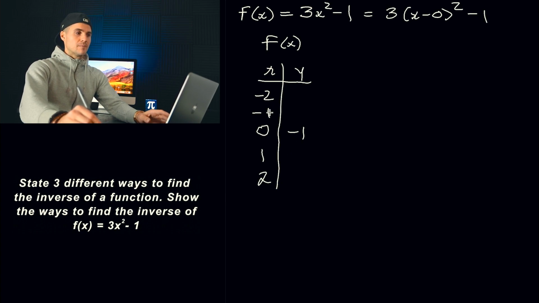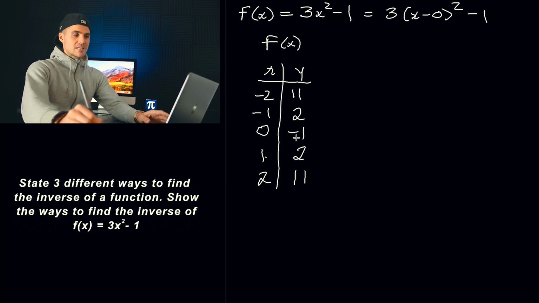If I plug in these x values into this function, -1 squared is 1, times 3 is 3, minus 1 gives us 2. And if I plug in -2 here, -2 squared is 4, times 3 is 12, and 12 minus 1 gives us 11. If you plug in 1 and 2, you would get these same y values, 2 and 11.